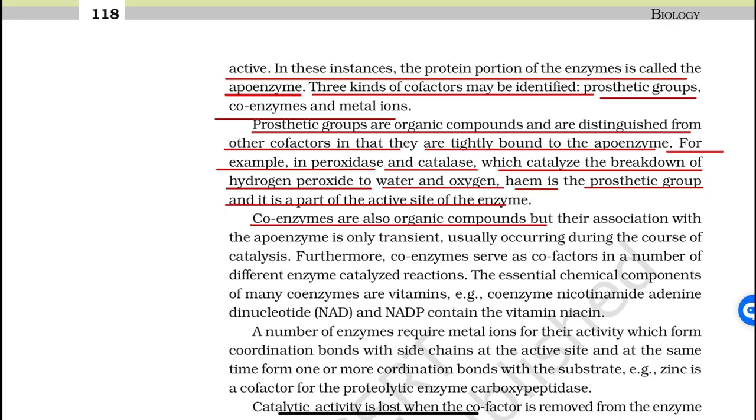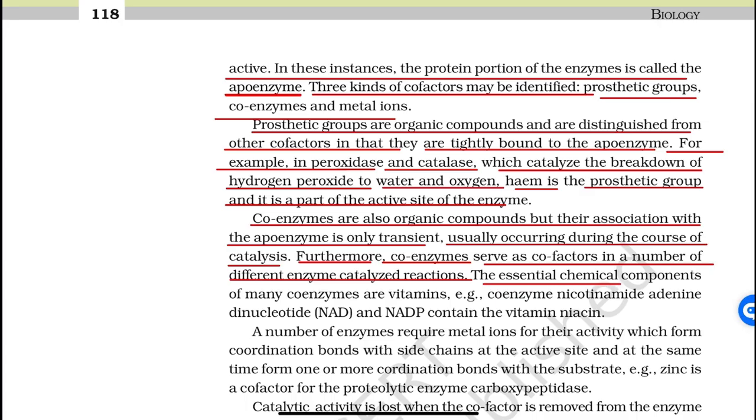Coenzymes are also organic compounds, but their association with the apoenzyme is only transient, usually occurring during the course of catalysis. Furthermore, coenzymes serve as cofactors in a number of different enzyme catalyzed reactions. The essential chemical components of many coenzymes are vitamins. Example: the coenzymes nicotinamide adenine dinucleotide NAD and NADP contain the vitamin niacin.